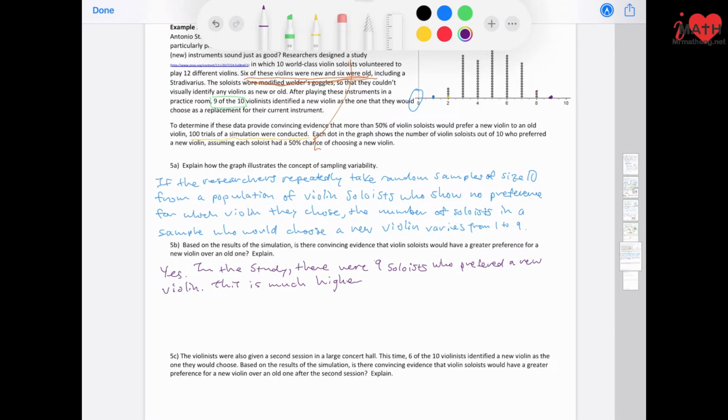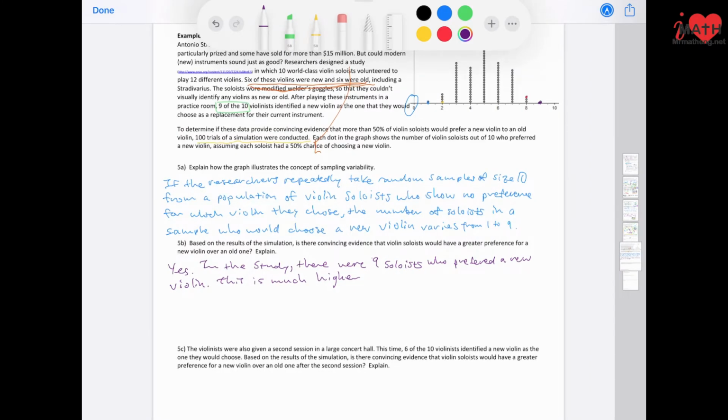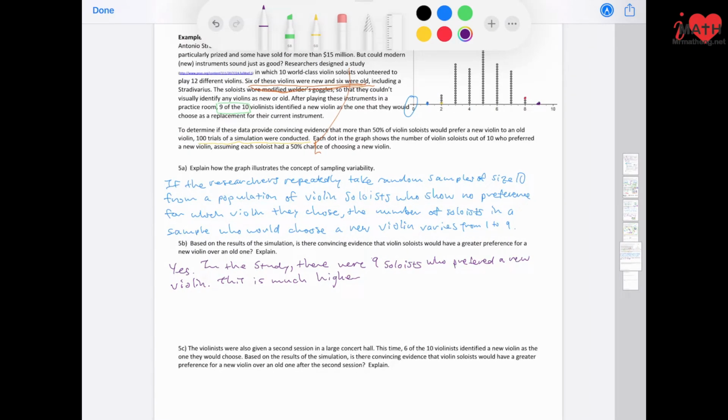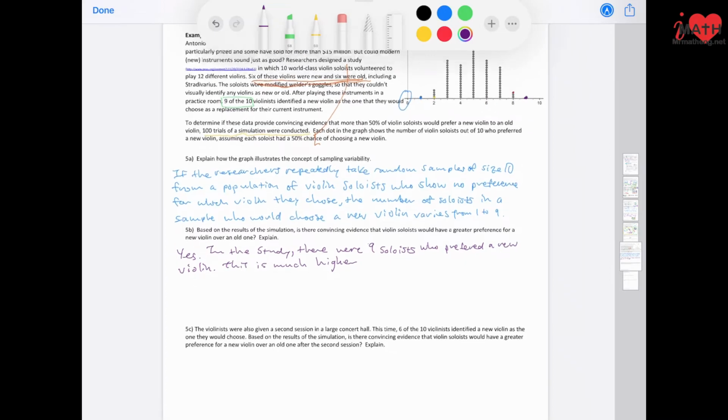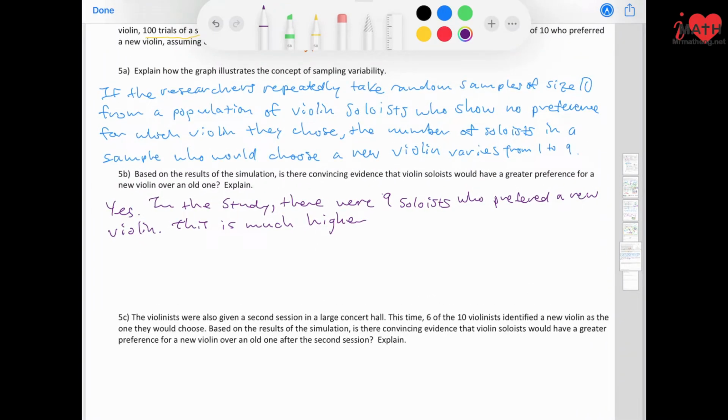9 out of 10 of those violinists, the one in the green box up there, identified the new violin as the one that they would choose as a replacement. This is much higher than what we would expect to happen by chance alone.